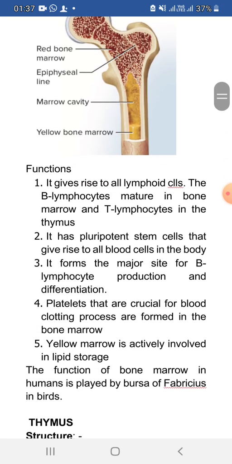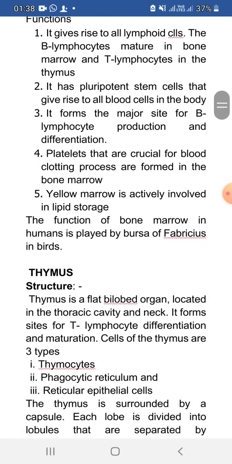Let's summarize the functions of the bone marrow. It gives rise to all lymphoid cells. The B lymphocytes mature in bone marrow, while T lymphocytes mature in the thymus. We looked at that. It has pluripotent stem cells. I've talked about that. It is the site for B cell production and differentiation. We have said that. Platelets, which help in blood clotting, are also produced in bone marrow. Yellow marrow stores lipids. The function of the bone marrow in birds is done by the bursa of Fabricius. So you remember that.